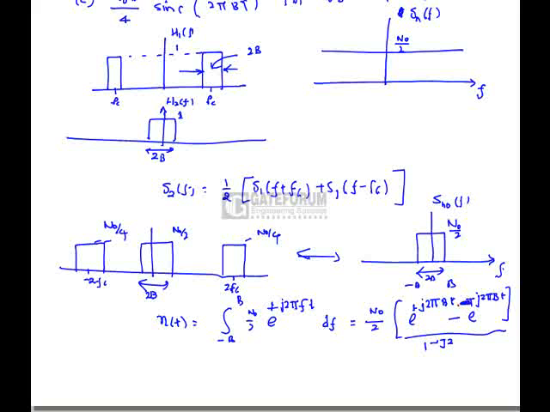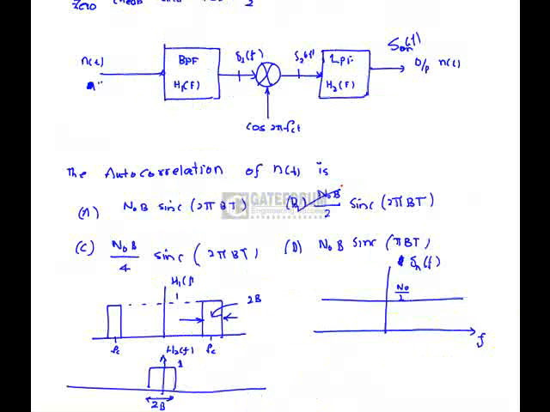so j2 pi t. So if we solve this, N0 by pi t times sine of 2 pi bt, so this is 2 pi b, here bt, this is 1 by 4, not 2, see 1 by 4. So we will get again these two, so N0 b divided by 2 sinc of 2 pi bt, that is option B is correct.